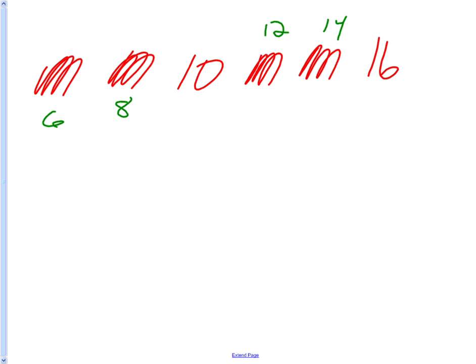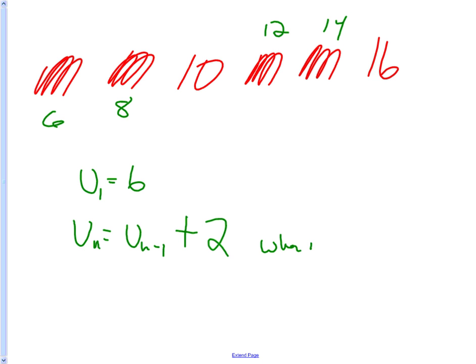All right, and so therefore, the formula would have been u sub 1 equals 6, u sub n given by u sub n minus 1 plus, what does it go up by every time? 2. Where n is greater than or equal to 2. What is this called again? Starts with a D. The domain. All right, I think you get it.